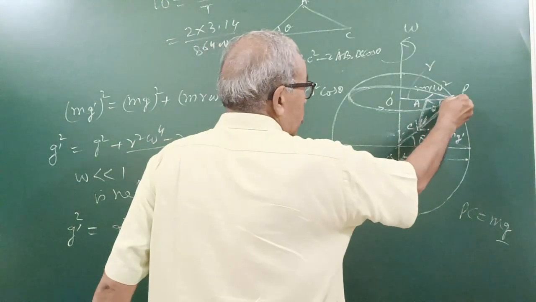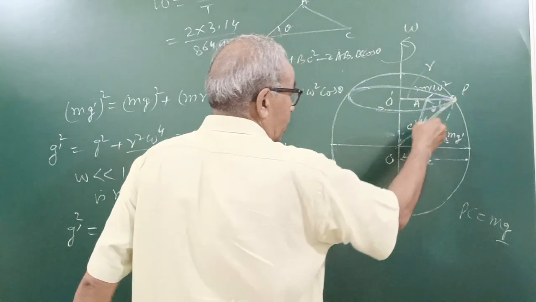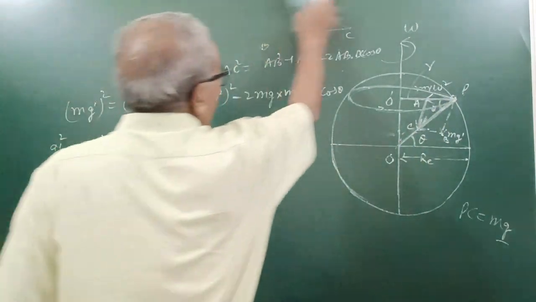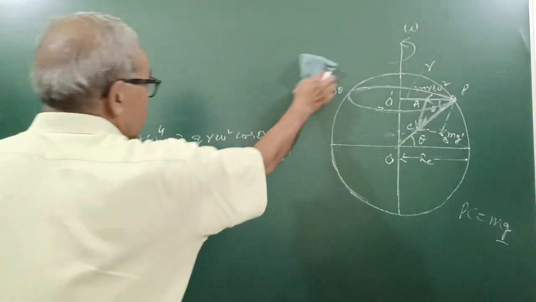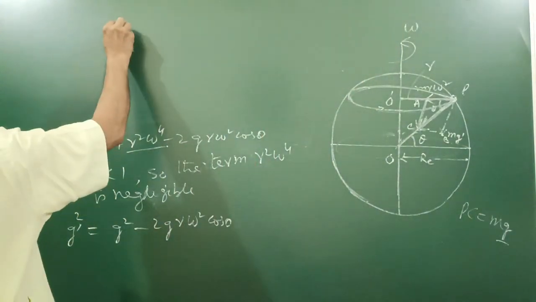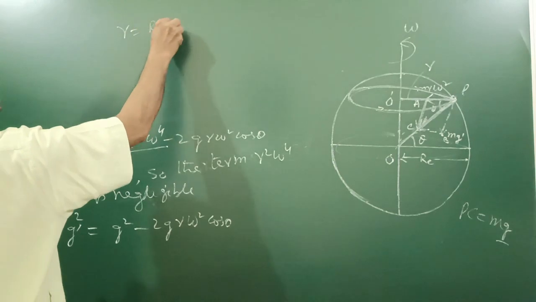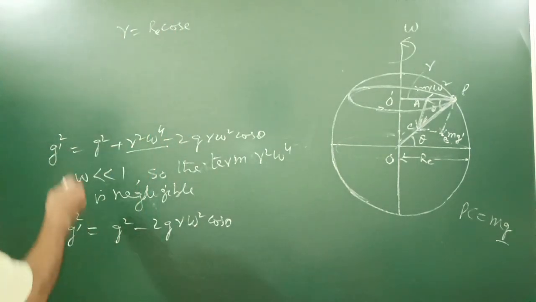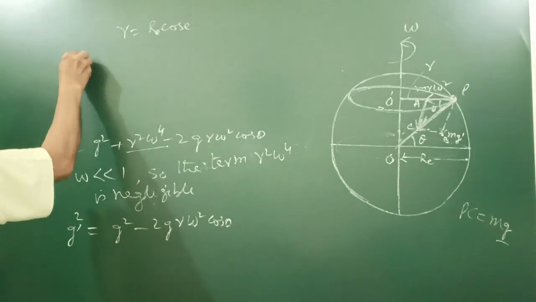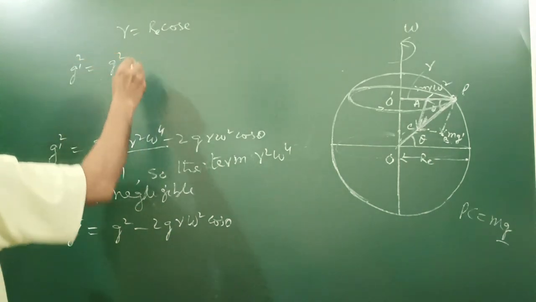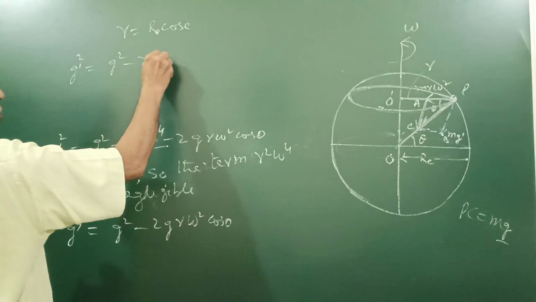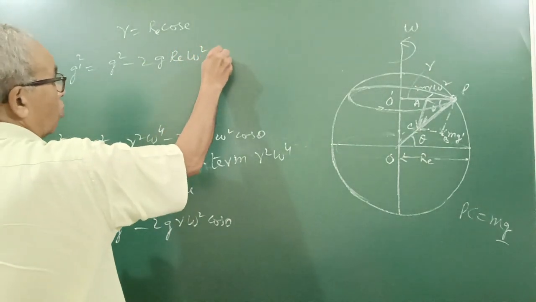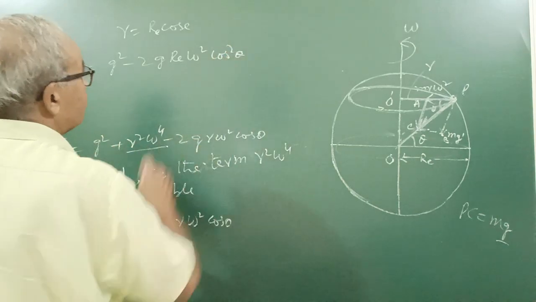r is the radius of this path. This is the radius of the circle. From the figure, r equals R cos theta, where R is the radius of earth. So this g dash squared equals g squared minus 2 g R e omega squared cos squared theta.